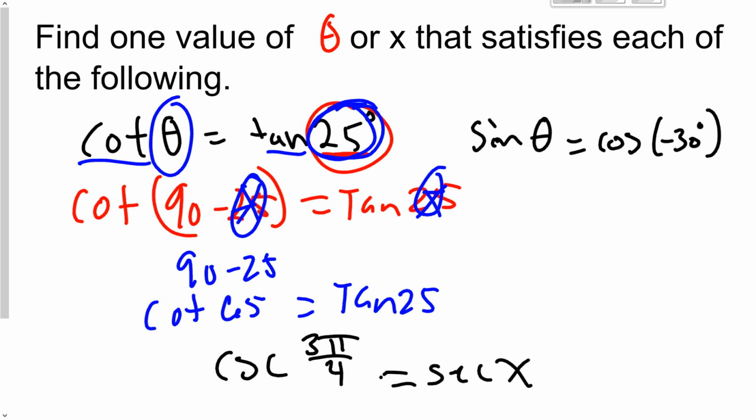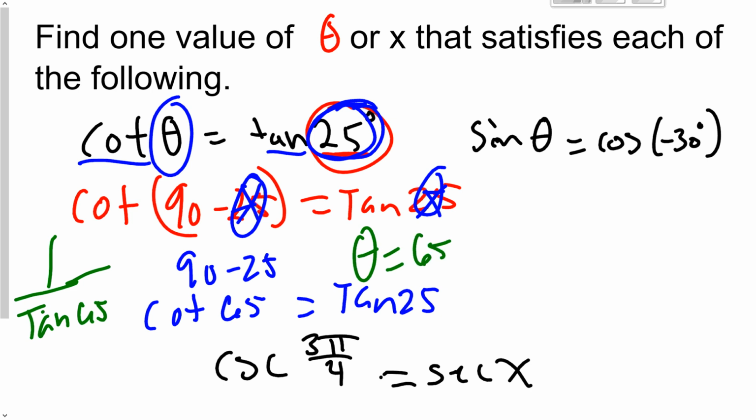And you can type this in your calculator, except when you type cotangent of 65, you would have to do 1 over tan of 65 on your calculator, and then just hit tangent of 25, and you'd get the same answer. So our angle that we're looking for is 65.